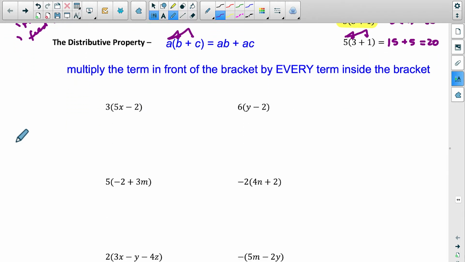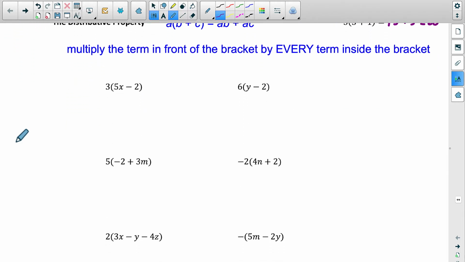So let's try this. Now, these aren't equations. There's no equal signs here. These are just some expressions. And we're going to simplify them by using the distributive property. So if you tried to do something in the bracket here, there's nothing to do. You can't do anything.